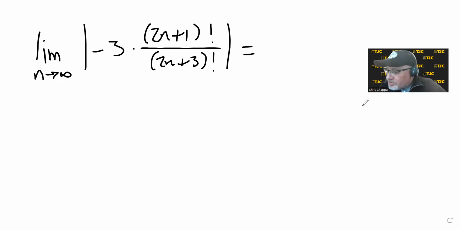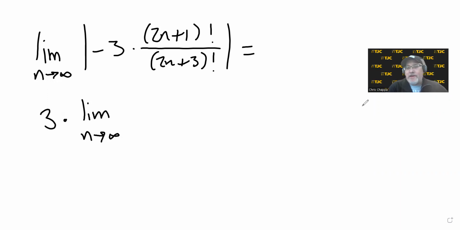It looks like you've got everything set up correctly up until here. Before we address the factorials, the three inside the absolute value can be separated since it's part of the multiplication problem, and the absolute value of three, of course, is three. So we could pull the three out and go ahead and take its absolute value.